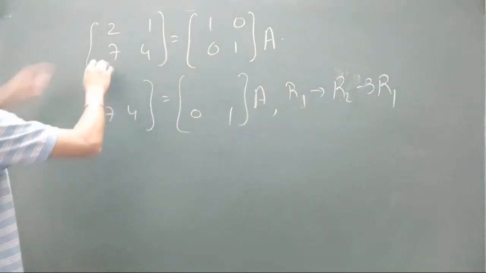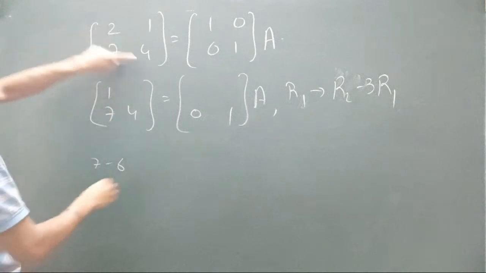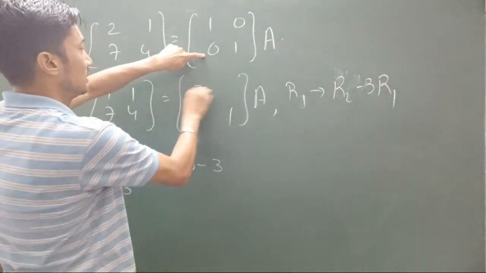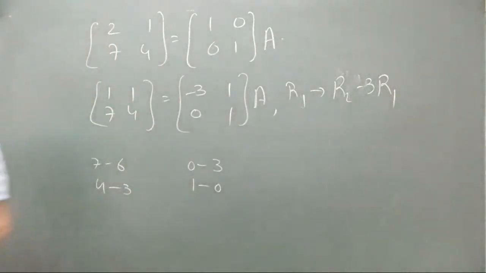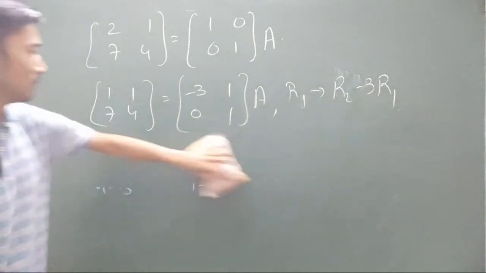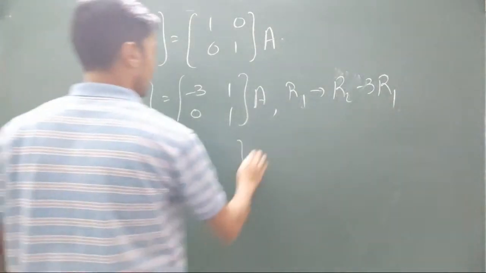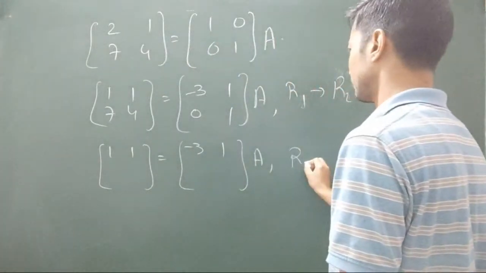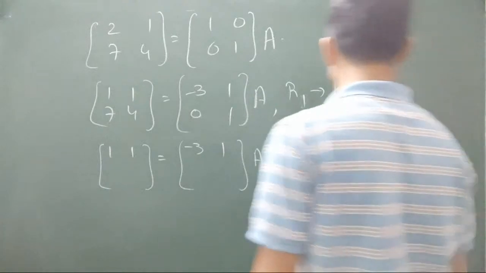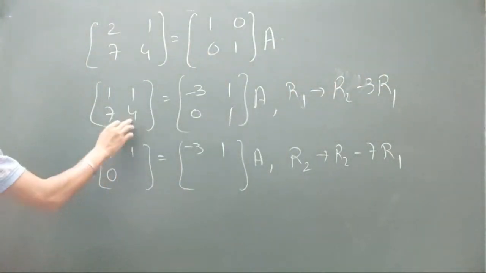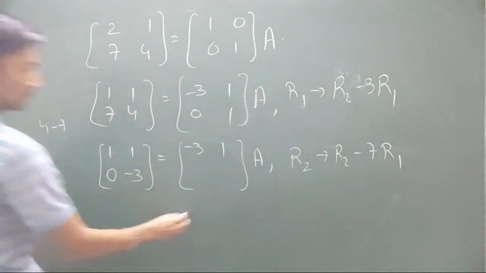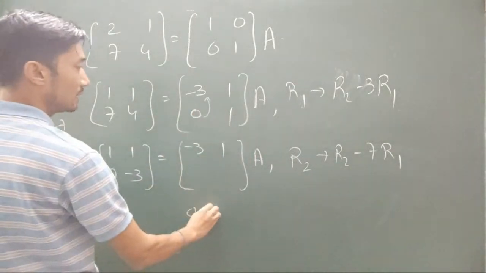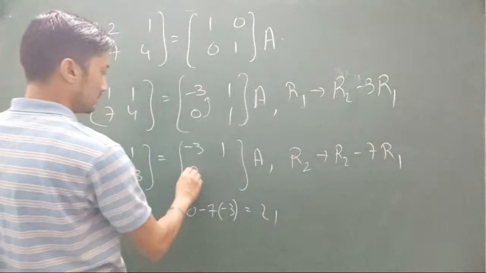So 7 minus 6, 1. 4 minus 3, 1. That's no problem. 0 minus 3, 1 minus 0. 7 minus 7, 0. 4 minus 7 minus 3. 0. 0 minus 7 times of minus 3, 21.